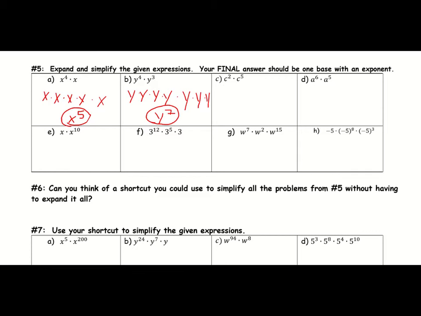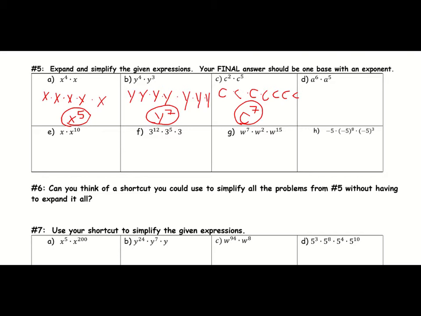Let's take a look at one more. C, we have c squared times c to the fifth. So c squared would be c times c, and c to the fifth would be c times c times c times c times c. So this whole time in letter C, my base has been C, and I have 5 on the right, 1, 2, 3, 4, 5, and 2 on the left. That would make 6, 7. So I've got c to the seventh would be my exponential notation.